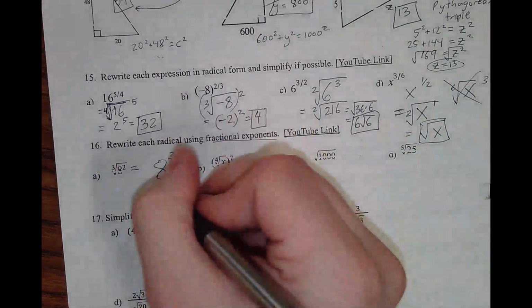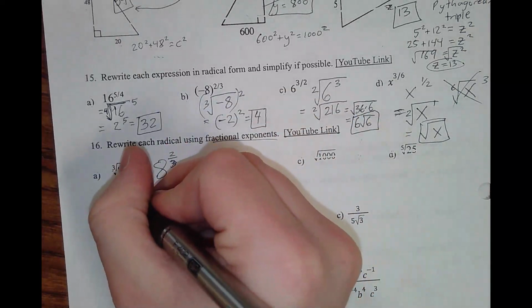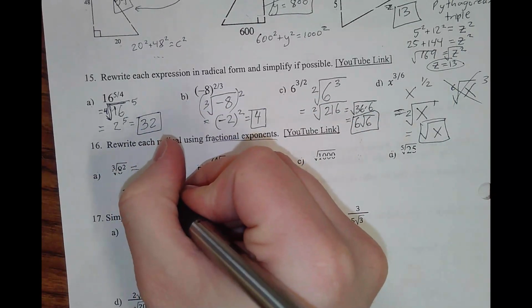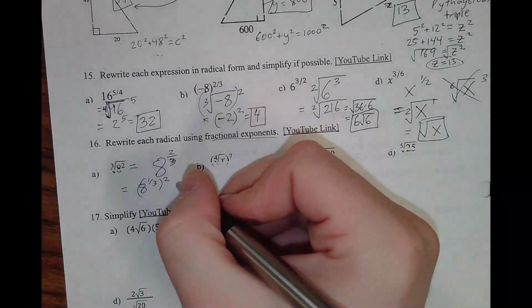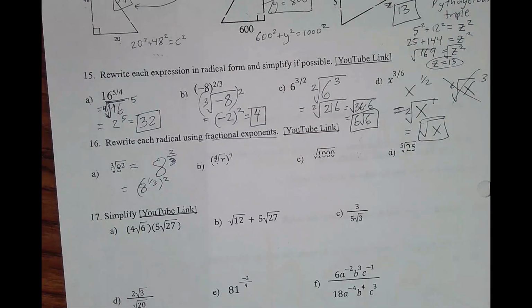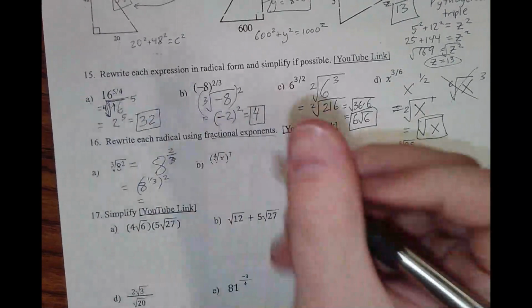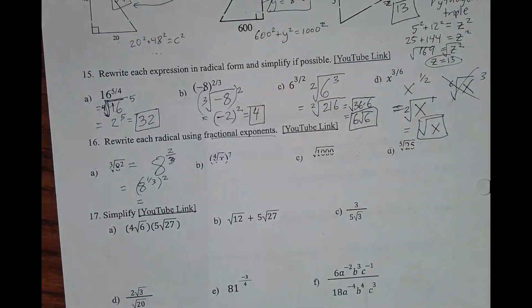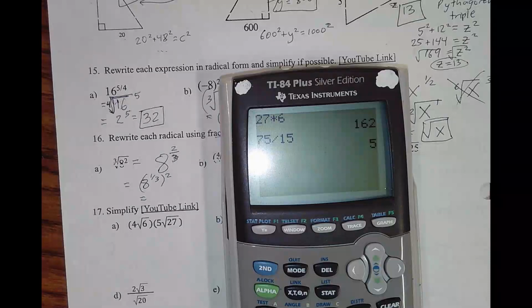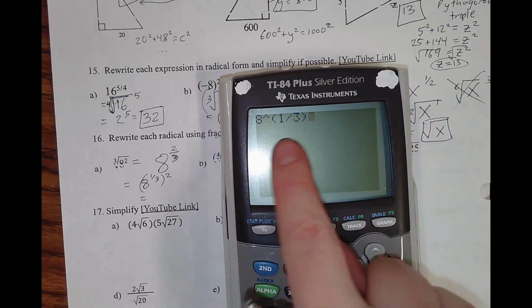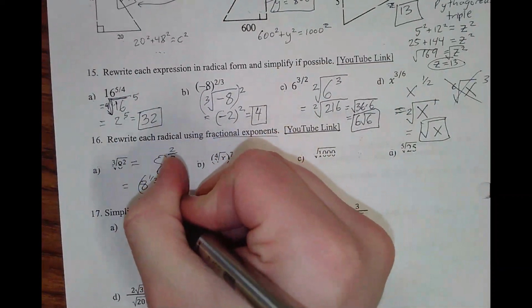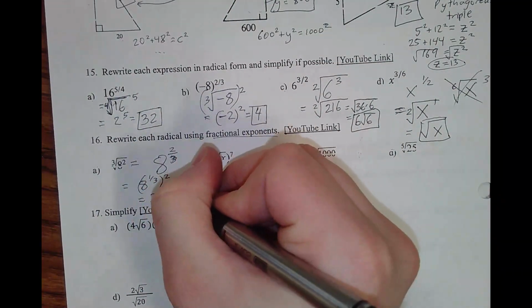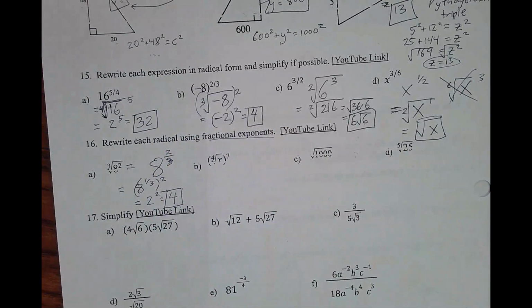Now, I need to simplify this, so I'm going to apply a rule that I tried out earlier. What I'm going to do is write this as 8 to the 1/3 power squared, because 1/3 times 2 is 2/3. So 8 to the 1/3, you can even try it in your calculator if you want to. 8 to the 1/3 power, just use parentheses, you're going to get the answer of 2. And 2 squared is 4. So that's how we got the answer of 4.